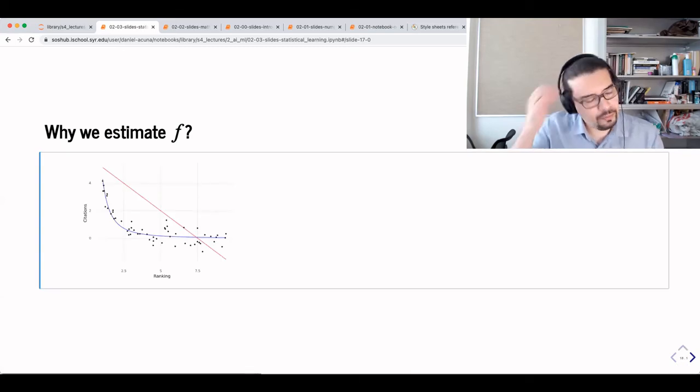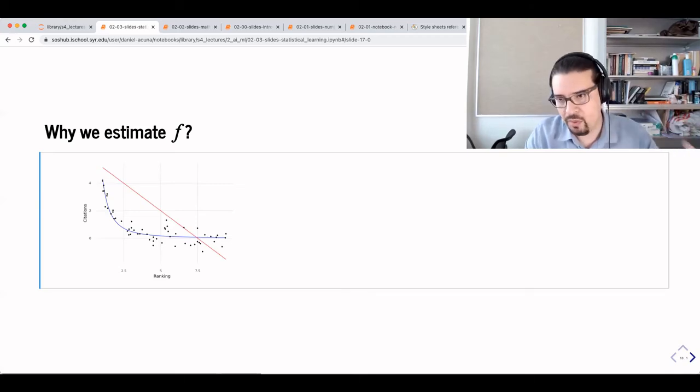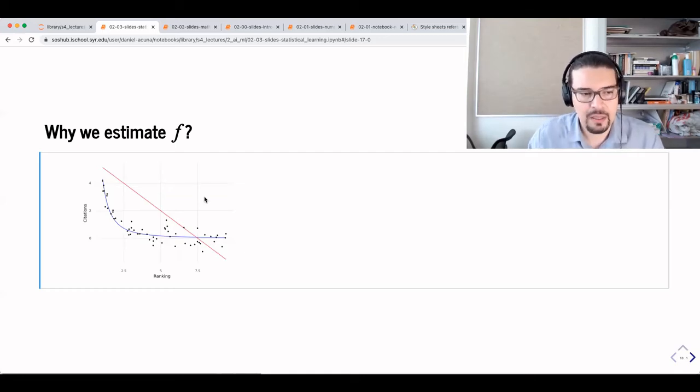All right, so we have prediction, where we want to reduce the error as much as possible. Let's move now on to why we want to estimate F, the inference part of things. Sometimes we want to estimate F because we want to understand what's going on. We want to say, okay, if the ranking of the journal is higher, then we're going to get higher citations. Well, in this case, lower ranking numbers mean more prestigious journals in MAG at least.